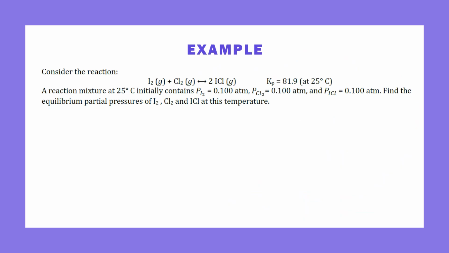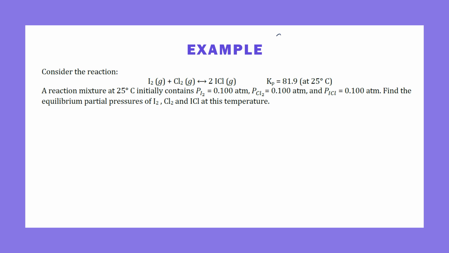Okay, so they give us a reaction with all gases, and they give us the Kp value. It's at 25 degrees Celsius. Remember that K is temperature dependent, so if you change the temperature, K will change. And then they give us a bunch of initial pressures. That's your clue that you can calculate Q using these initial pressures.